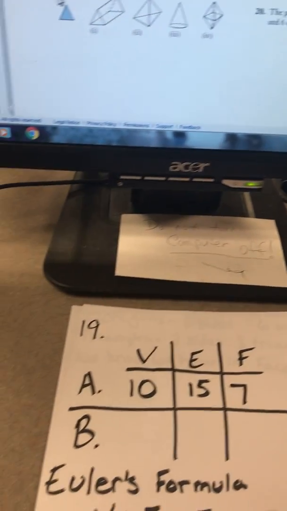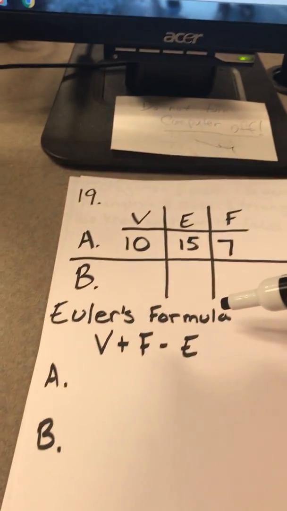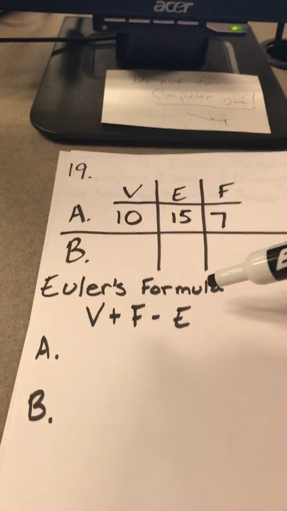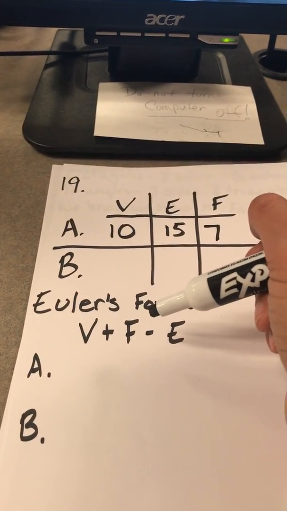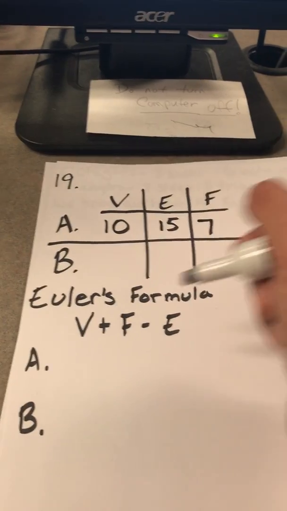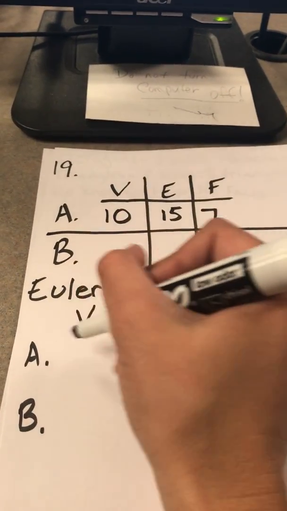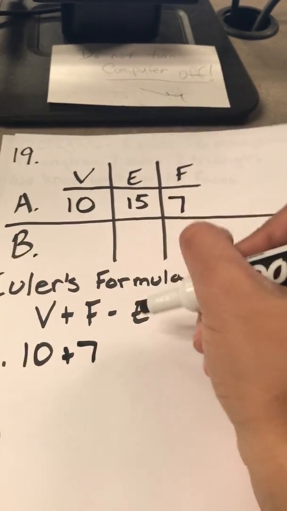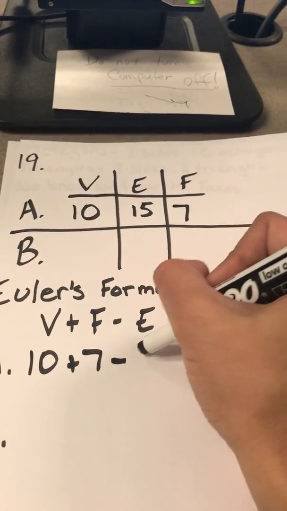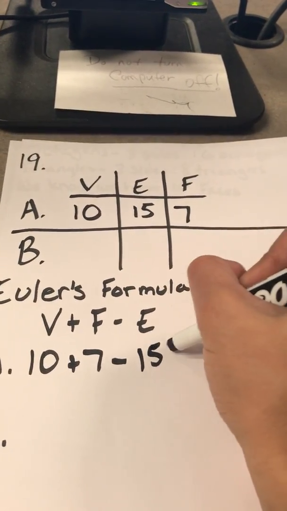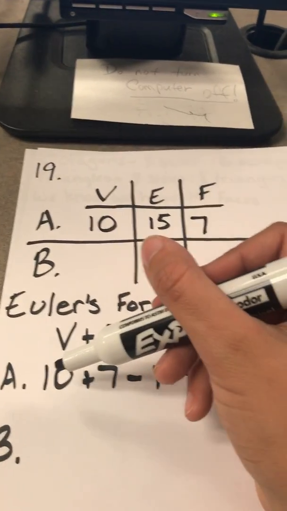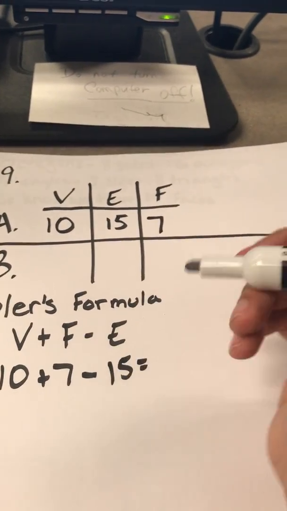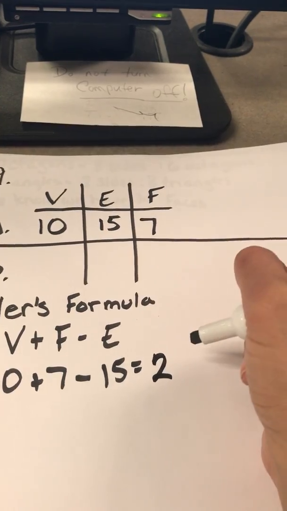Now for A, we're going to go down and do Euler's formula, which is vertices plus faces minus edges. So we're going to do vertices, which was 10, plus faces, which was 7, minus edges, which was 15. 10 plus 7 equals 17, and then minus 15 equals 2.